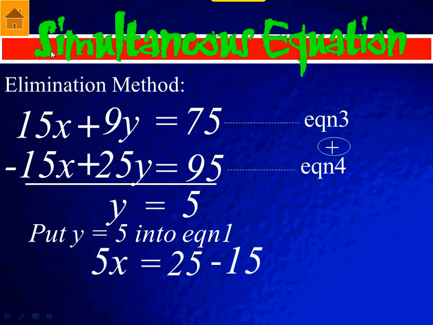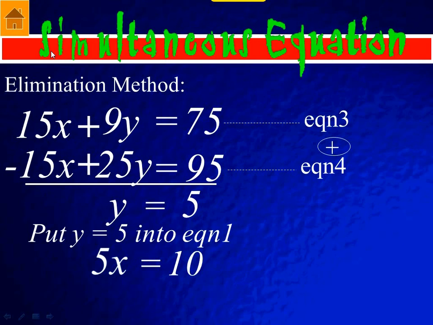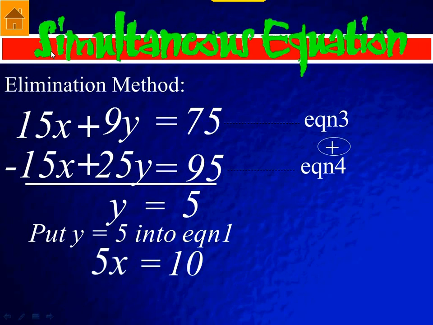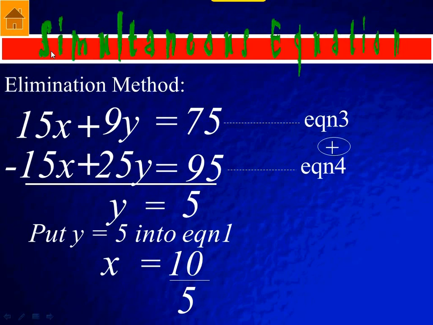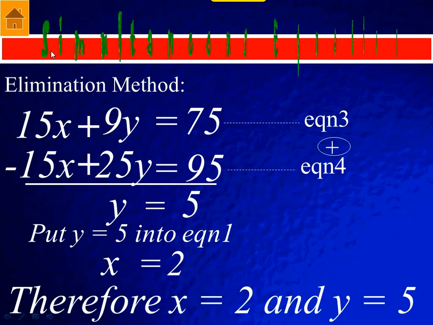So therefore we simplify to get 5x equal to 10. 5 is multiplying the x, so we want to get rid of that multiplier of 5, and the opposite operation to multiplying is dividing. So we're going to divide both sides by 5, which is going to leave us with x, and the x will be equal to 2. Therefore our two values are x equal to 2 and y equal to 5.